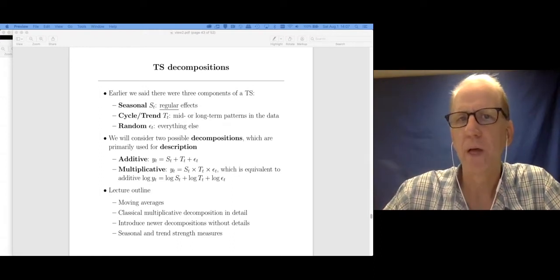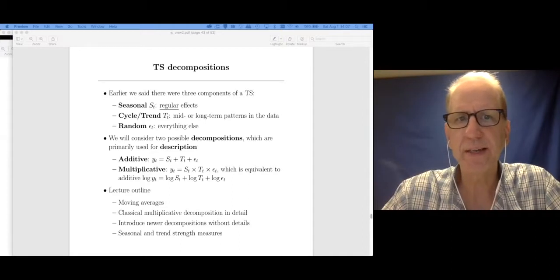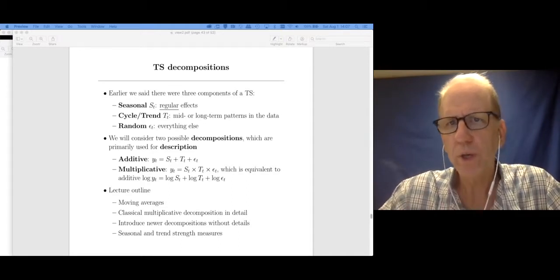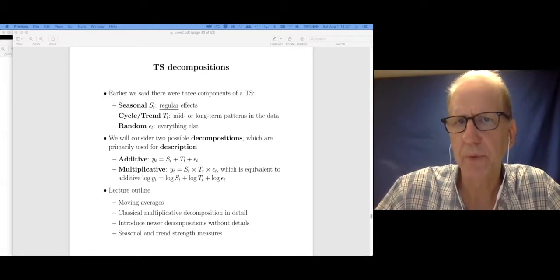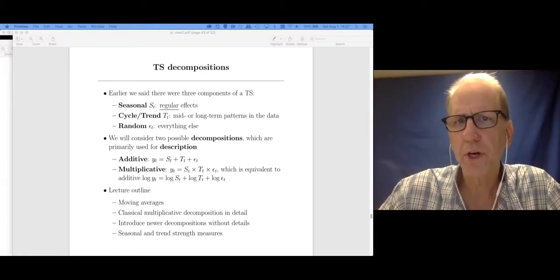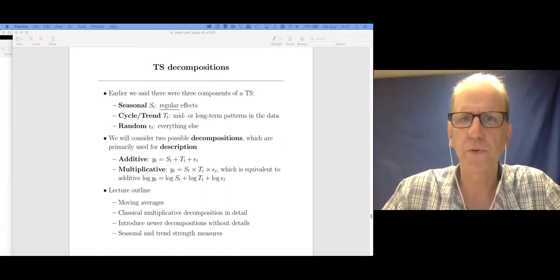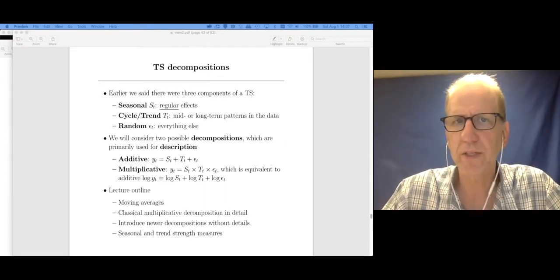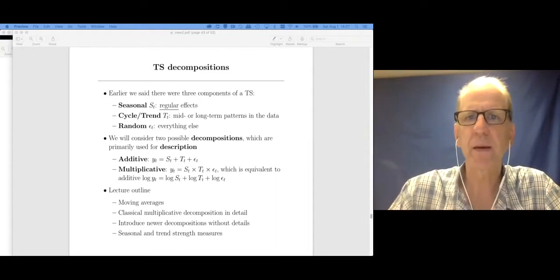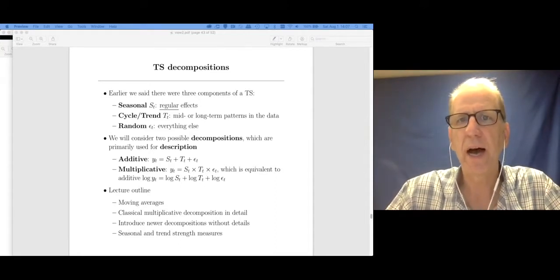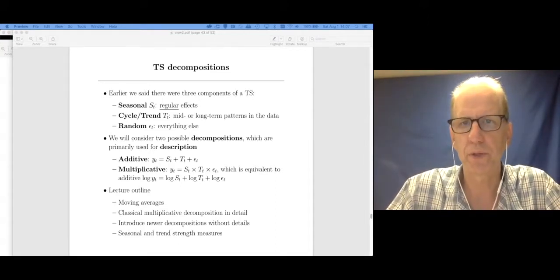Welcome back. This module is going to cover time series decompositions. What is a time series decomposition? Well, in order to understand that, let's refresh our memory about something I told you the first week. The first week I said there were 4 components of a time series. Time series decompositions will help us identify those components.